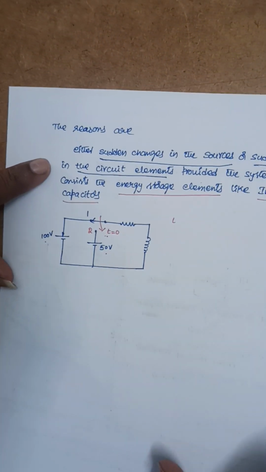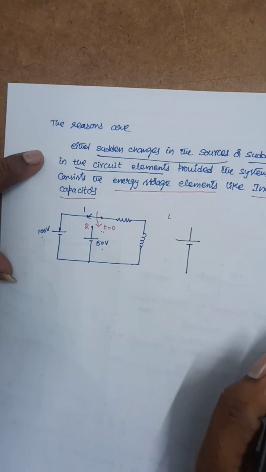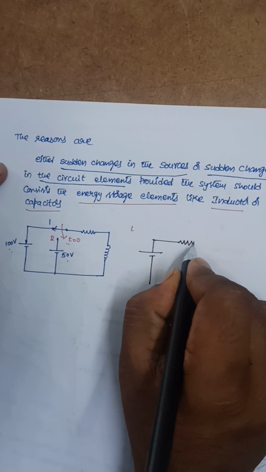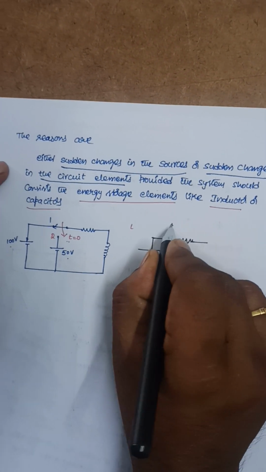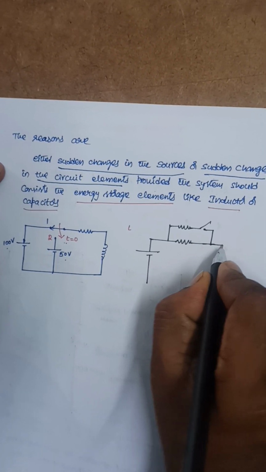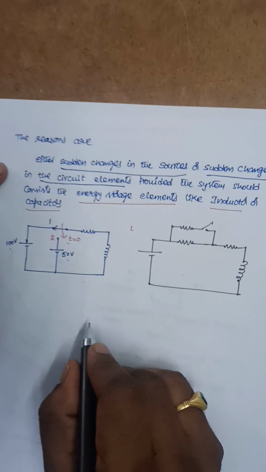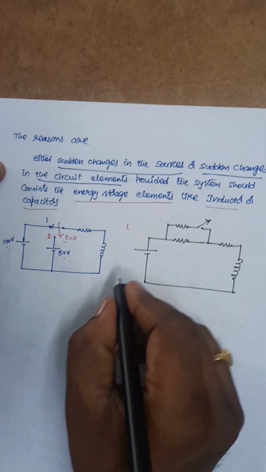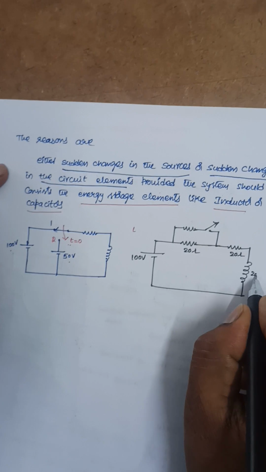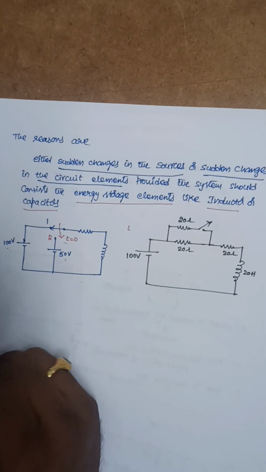Now take another example. Here it is a 100 volt source. Here it is a resistance, and here it is another resistance which is controlled by a switch, and this is an RL circuit. Let us take it is 20 ohms, it is also 20 ohms, and it is 20 henry. Let us assume, it's only an example.